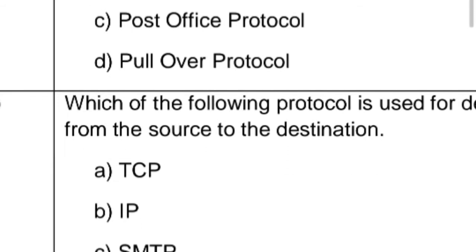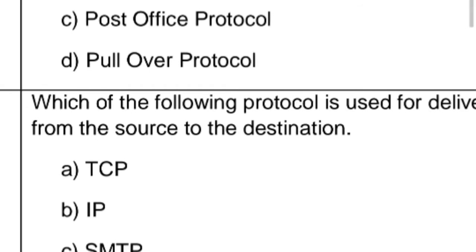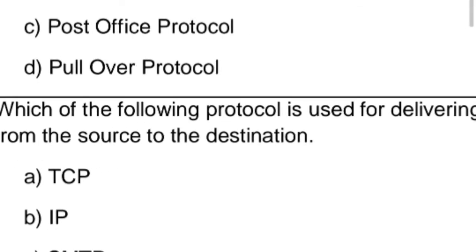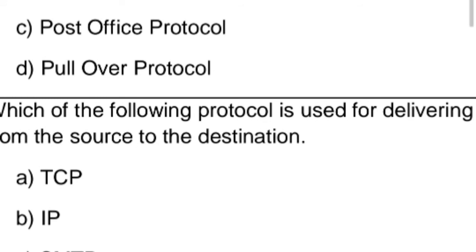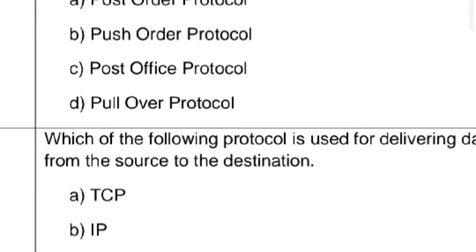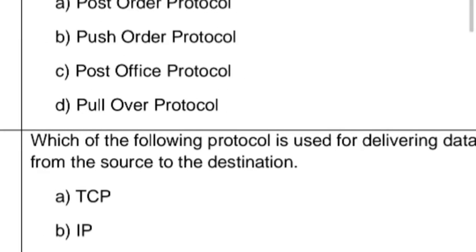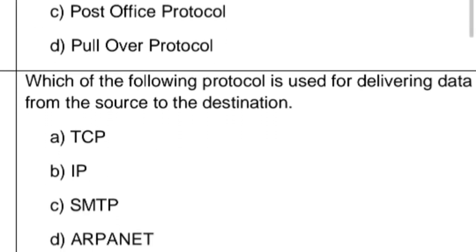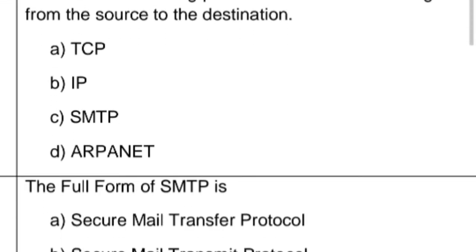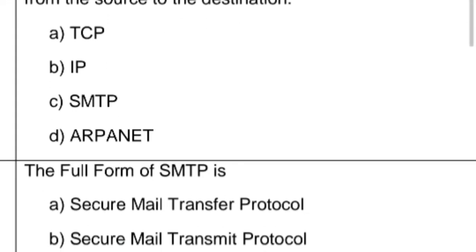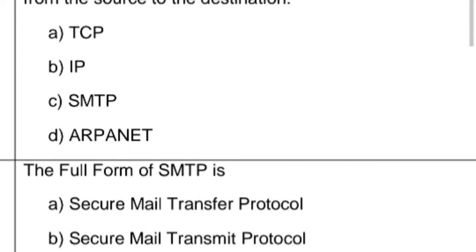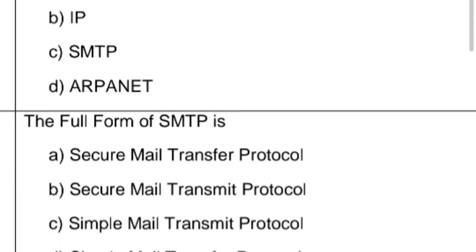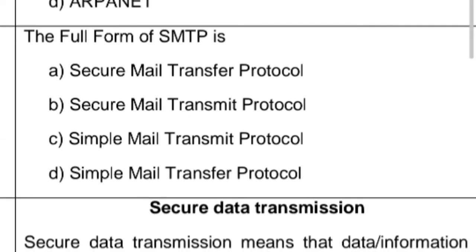In 6th question they have asked which of the following protocol is used for delivering data from source to the destination, and the IP would be the answer, as internet protocol is used for delivering data from source to the destination. So, answer is B here. Similarly, in the last question, they have asked the full form of SMTP. SMTP stands for Simple Mail Transfer Protocol. So, among the 4 options given, the correct answer would be D, that is Simple Mail Transfer Protocol.